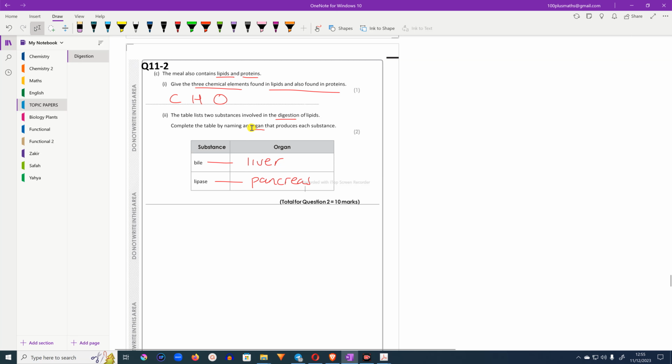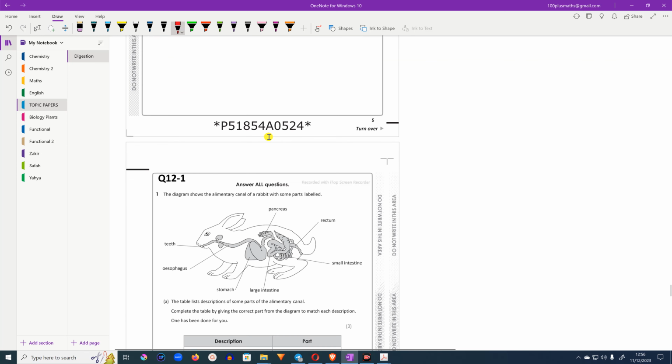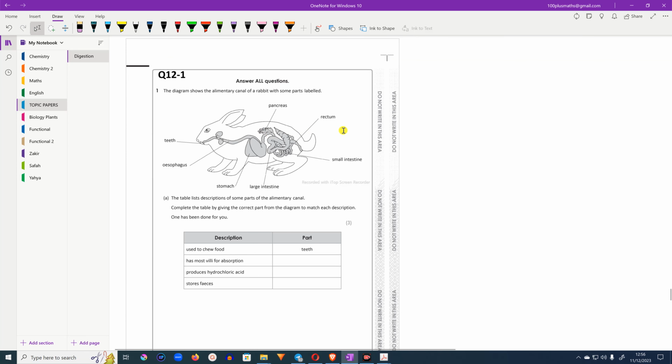Okay, bile. Right, remember we said bile is not an enzyme, but it emulsifies large fat globules. Emulsifies. It turns them into small droplets, so the surface area increases, so the enzymes can act on it and digest it. Right, okay. Number 12.